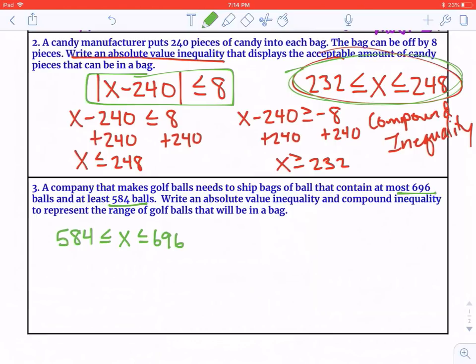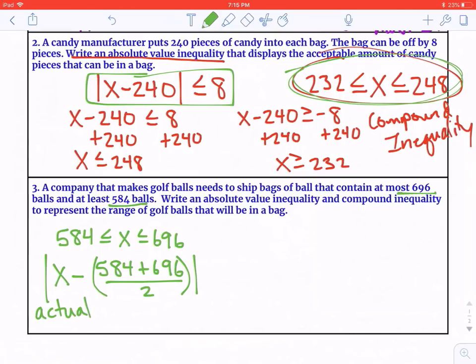So we need to figure out what would be the ideal amount. And the ideal amount would be the average of these two, because it would be exactly in the middle of those two. So let's do 584 plus 696 divided by 2 is our ideal amount. Our actual amount we don't know. Let's set up our inequality the same way we normally do. So we have actual minus ideal, just like we wrote up above, is less than or equal to our tolerance amount.